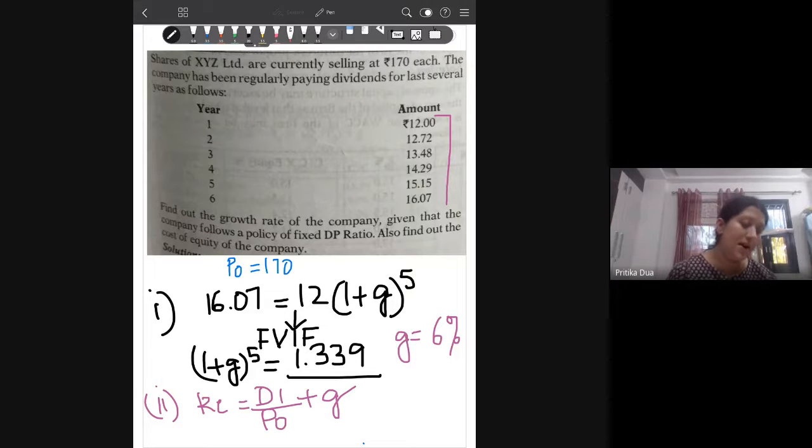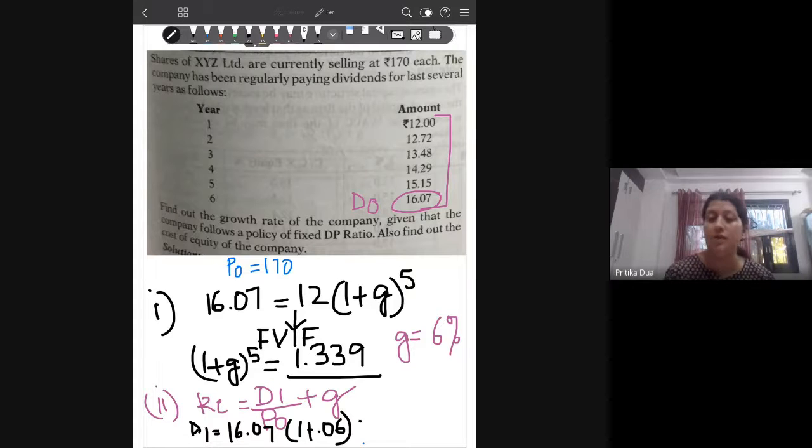Now the last paid dividend was 16.07. So in our question we count 16.07 as D0. Now we need to calculate D1, which will be 16.07 times (1 plus 0.06). So first calculate D1 and then move to the calculation of cost of equity.